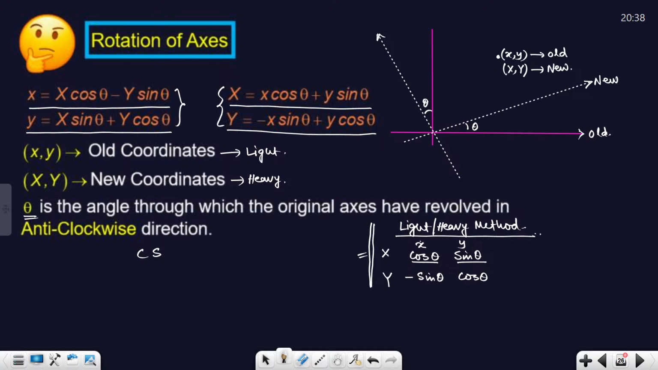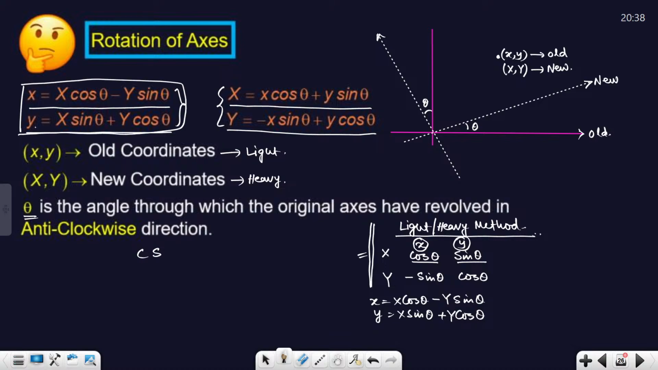See, if you want to find out your small x, it will be written as capital X cos theta minus capital Y sin theta. If you want to write small y, it will be what? Capital X sin theta plus capital Y cos theta. See, the same formula we got here. No need to memorize. Simply remember this.